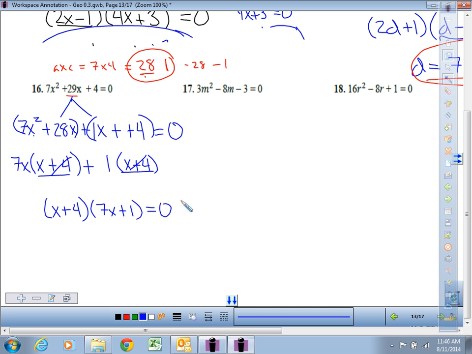Okay, so now we have to use that zero product property. This is the easy one. What value of x makes that 0? Well, negative 4 plus 4 is 0.